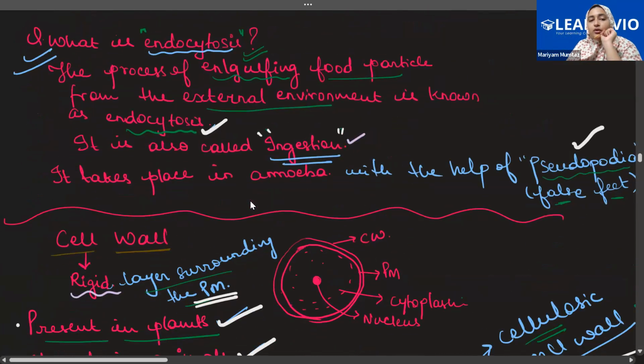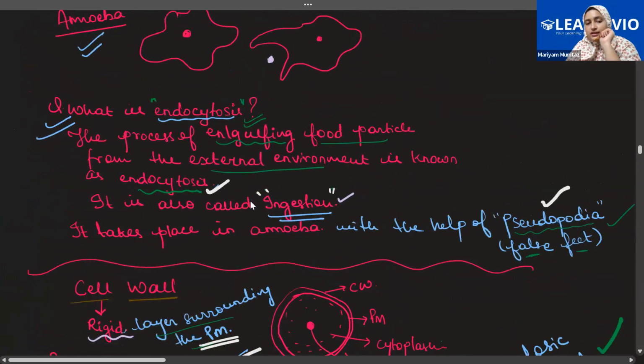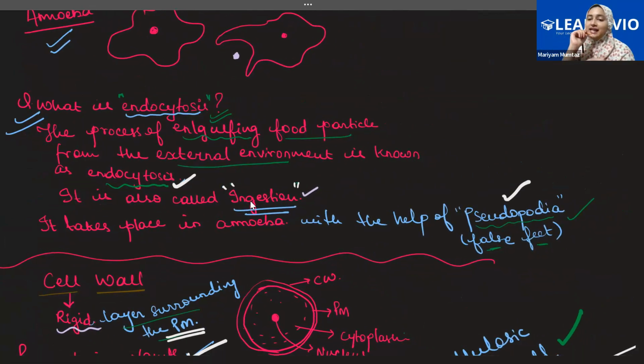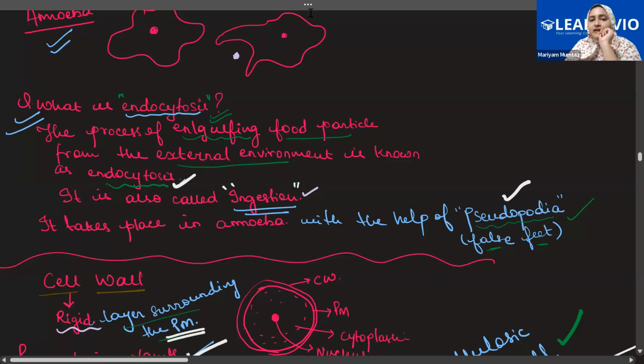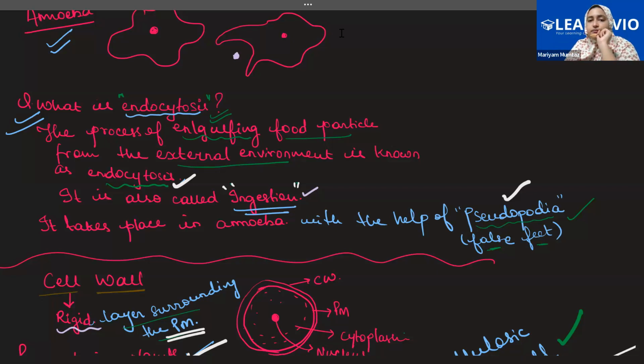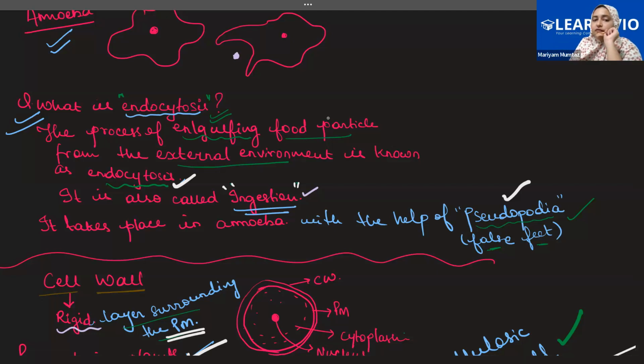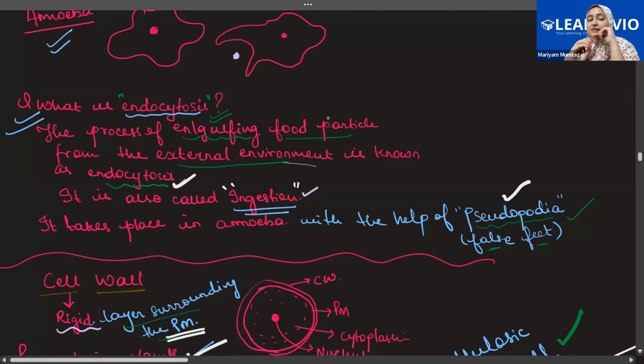Moving forward, we'll also talk about endocytosis. Endo means inside, exo means outside. This is a process through which some lower organisms can procure nutrition, that is, take the food inside. Endocytosis is the process of engulfing food particles from the external environment. And this mostly takes place in amoeba.